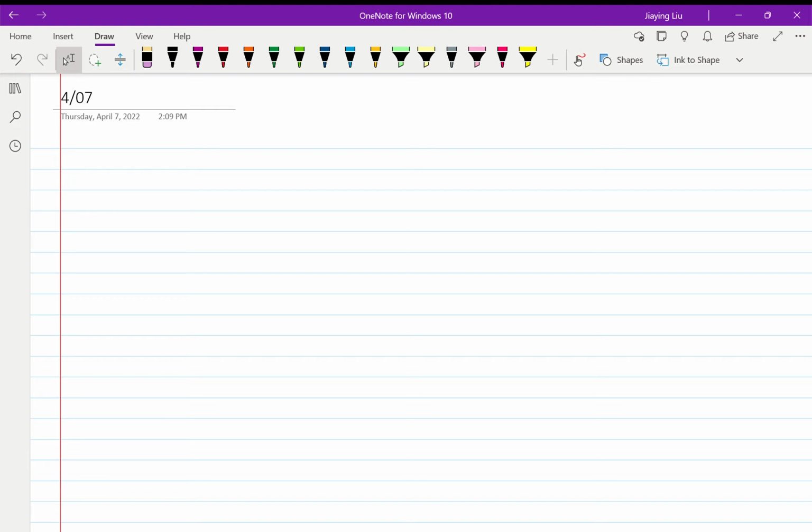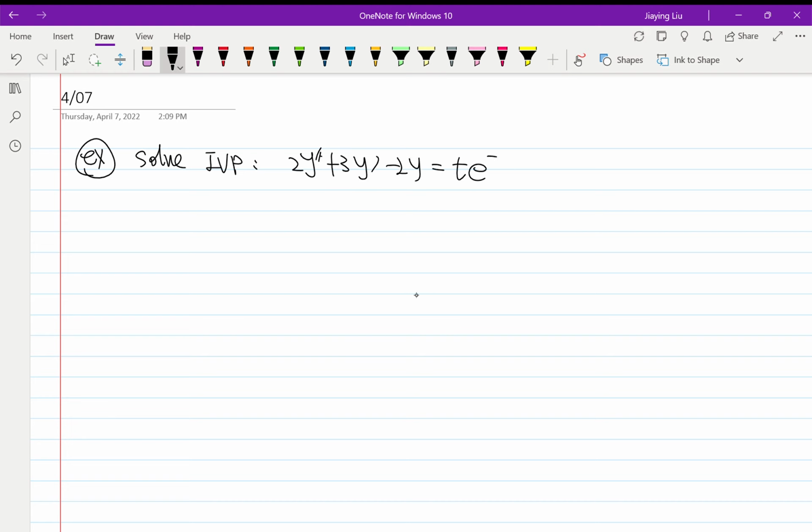Let's get this started. So the example I have is we're going to solve this initial value problem, 2y double prime plus 3y prime minus 2y equals t e to the negative 2t, with initial conditions y of 0 equals y prime of 0 equals 0. So both initial conditions are 0.